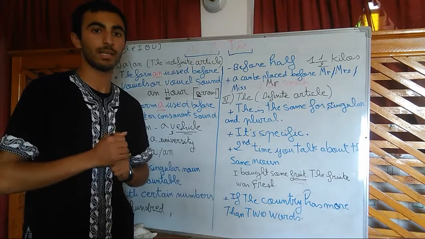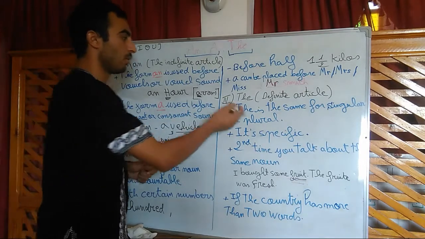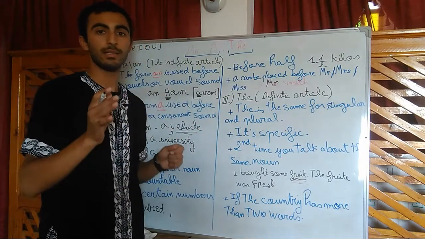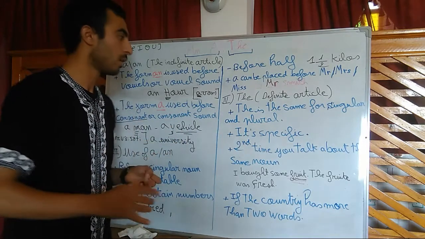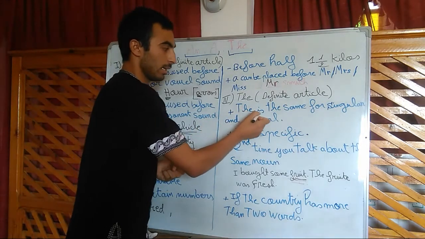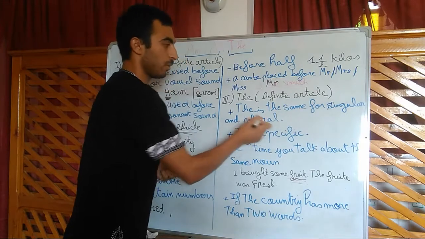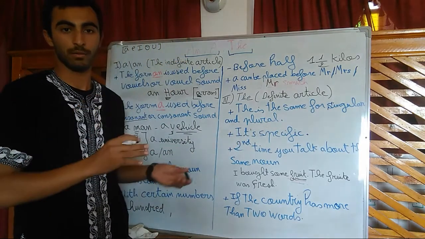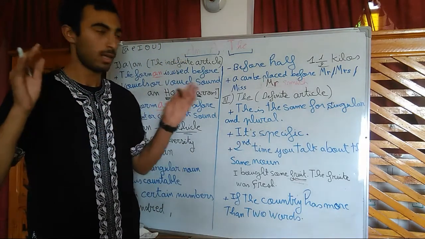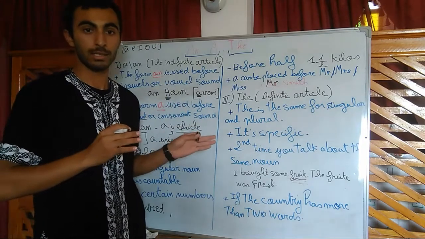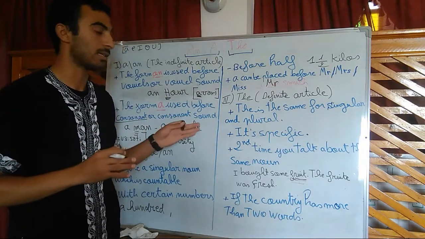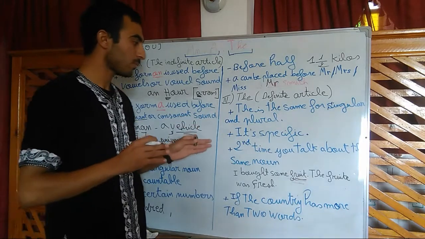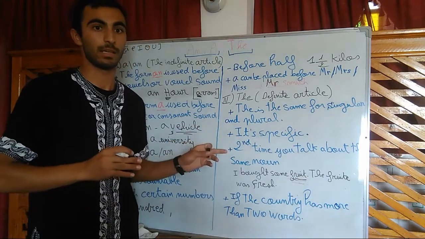Now the definite article the. It is the same as for the forms a and an, for singular and plural. It is used before a singular noun. If the noun is plural, we don't write the article, and if the noun is uncountable, we don't write the definite article the. And also it is specific.